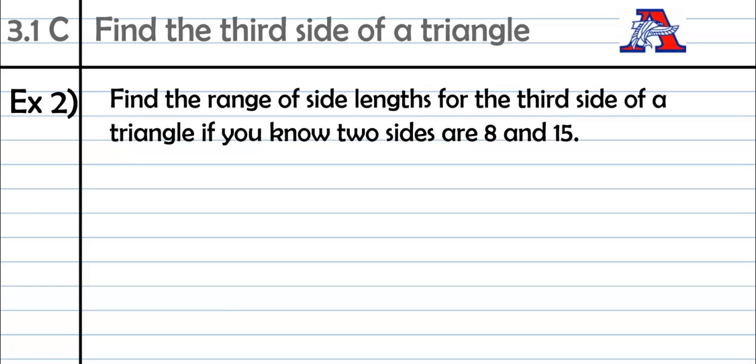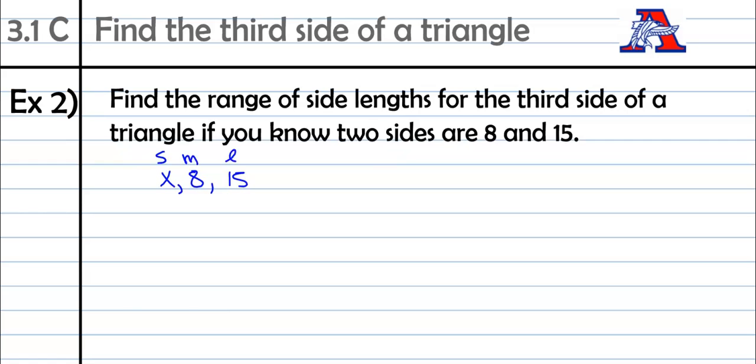This one is a little bit more in words, maybe a little bit harder to think about, maybe not. But it says this: find the range of side lengths for the third side of a triangle if you know two of the sides are 8 and 15. So what I would do here is I would just list them as we don't know what one side is. We can pretend it's small, and then we have 8 and 15. Okay, so again, small, medium, and large.